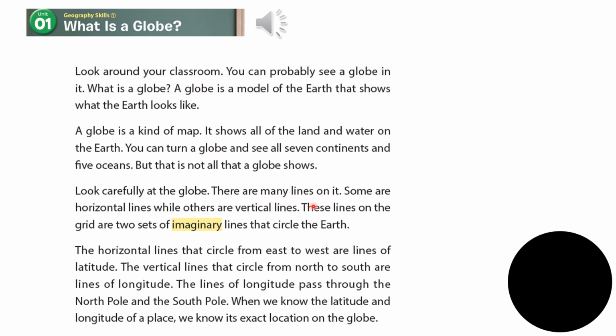These lines on the grid are 2 sets of imaginary lines that circle the Earth. The horizontal lines that circle from east to west are lines of latitude. The vertical lines that circle from north to south are lines of longitude. The lines of longitude pass through the North Pole and the South Pole. When we know the latitude and longitude of a place, we know its exact location on the globe.